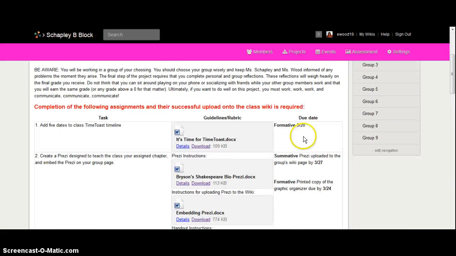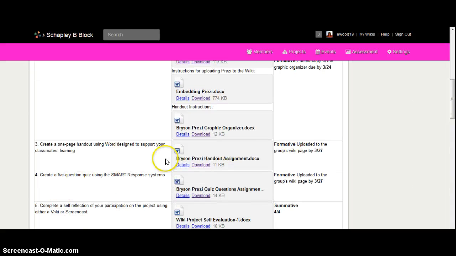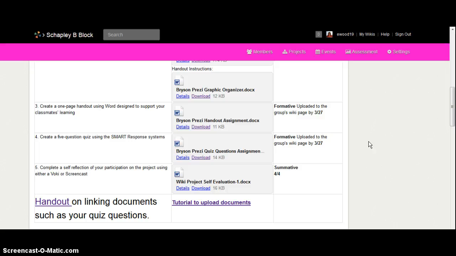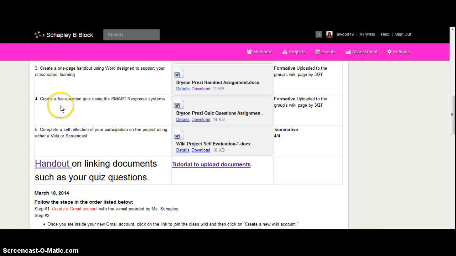After they had done their Prezi, they had to create a handout to give out when they made their oral presentation to the class, and they were supposed to use Word, although they all used Publisher, so I can't pull any of them up here at home as I don't have Publisher. Last group project was the 5 question quiz that they had to create on their oral presentation. So after they had presented, we did a smart response system quiz to see if the rest of the class had gotten what they had just taught them.